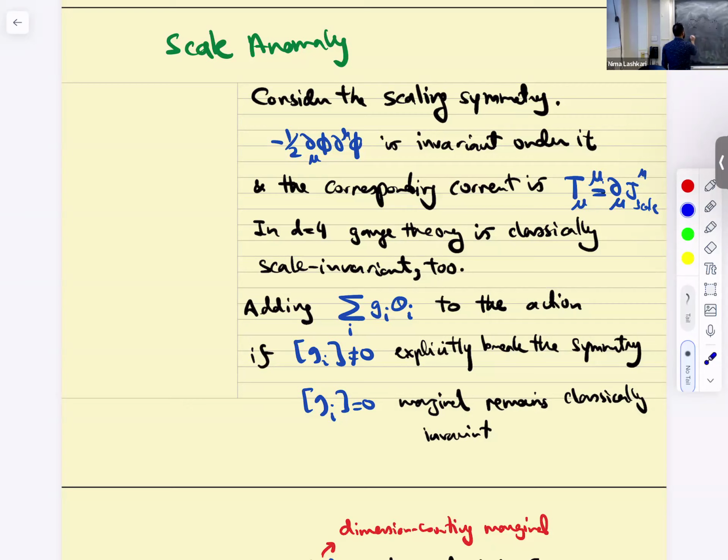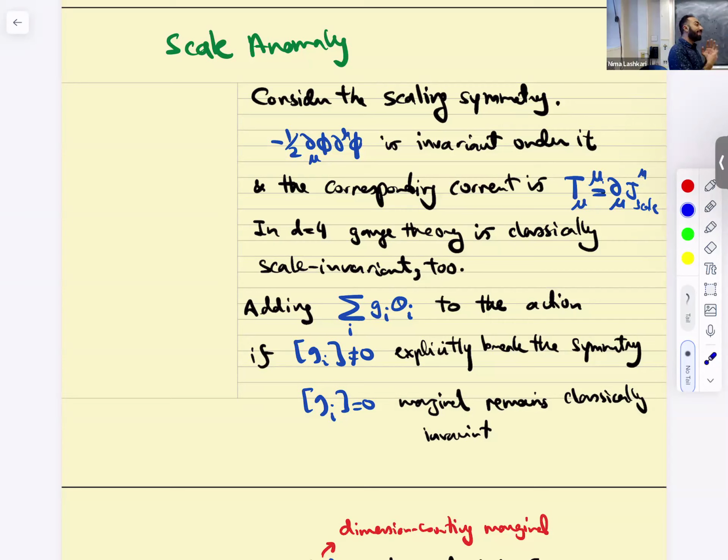Another example that we're going to discuss right now is T mu mu. The dimension of this is going to be D. But you can have a scale anomaly, which means that this is equal to some operator of dimension D. Good.